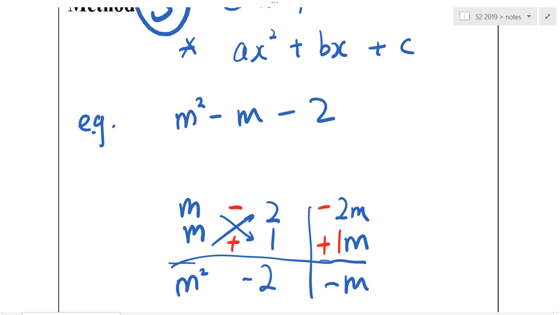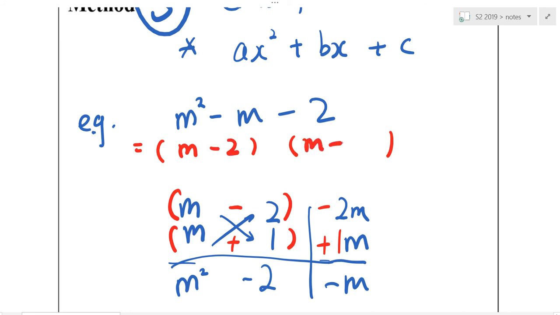Do you still recall? Then after that, I have to test 2 times. The first time is 1 minus 2 is minus m. The second one is minus 2 times plus 1. Is it minus 2? Yes, then correct. Then how do I put into brackets now? This 2 is the first bracket. This 2 is the second bracket. Like that.